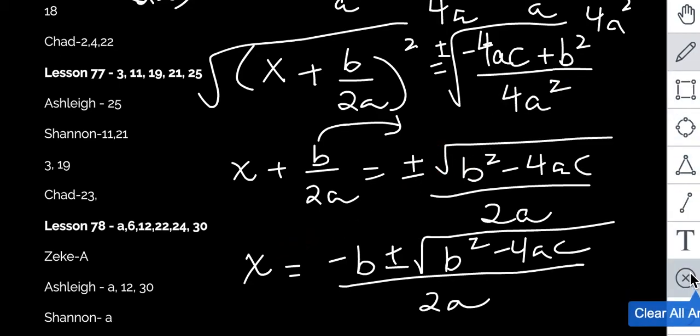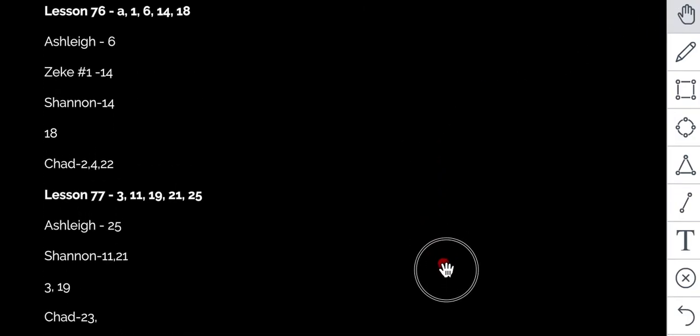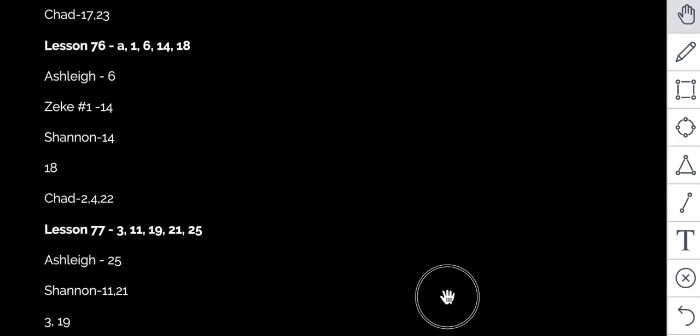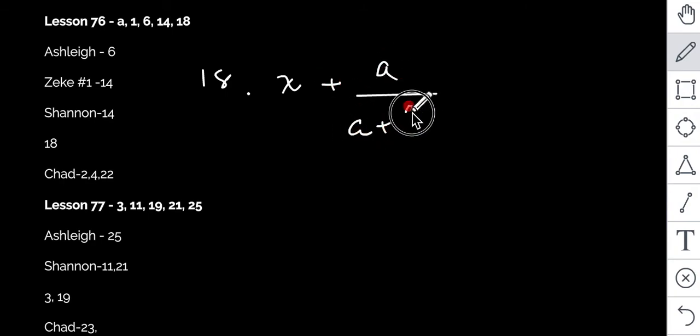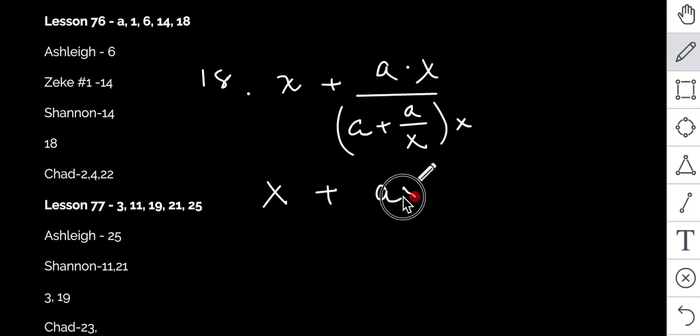Okay, moving along. Time is running away quickly on me here. So we're on 76. That was 14. Let's move to 18. Okay, this is a little fun one. 18, I haven't done these in a while, plus a over a plus a over x. So I'm going to deal with this complex fraction by multiplying everything top and bottom by an x. Watch how cute this is. So we get ax, and then we're going to get ax plus, these x's are going to cross out, and we're going to get an a.